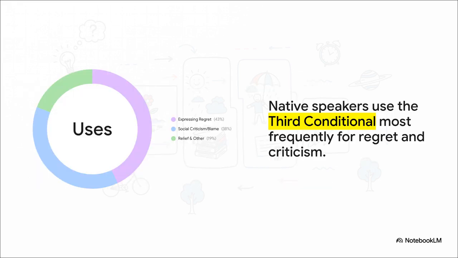And you know, this is actually fascinating. Some research shows that we don't just use this complex grammar for abstract stuff. The number one reason we use the third conditional, a whopping 43% of the time, is to express regret. And right behind that, at 38%, is to criticize someone or blame them. Like, if you had told me about the meeting, I would have been there. It's really the grammar of our emotions.